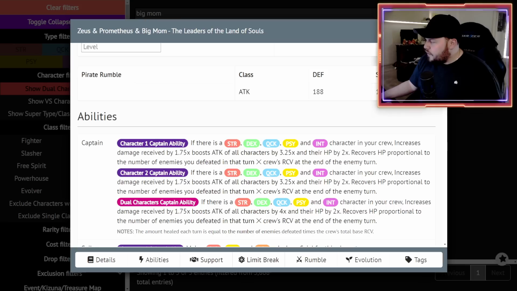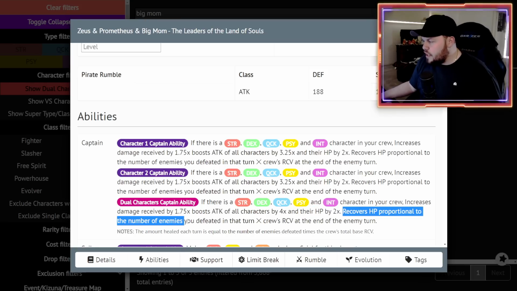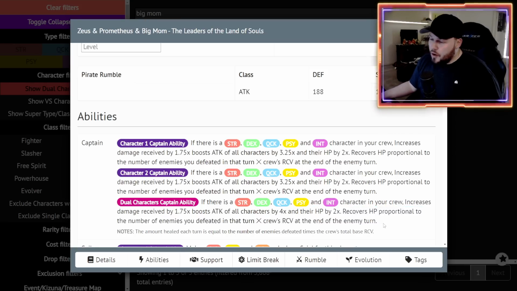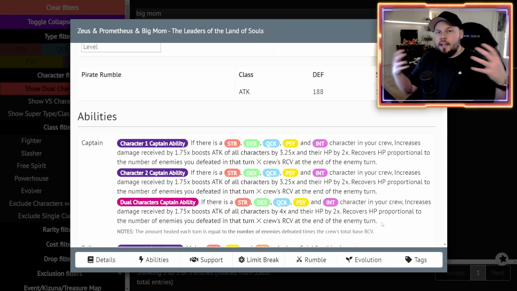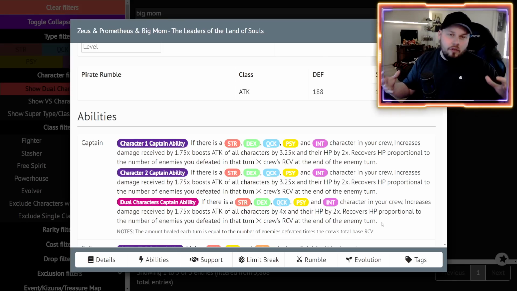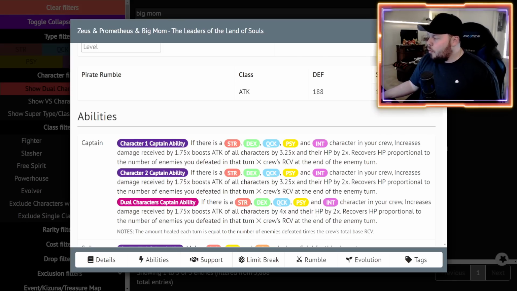And an additional effect, it recovers HP proportional to the number of enemies that you've defeated, multiplied by the crew's recovery at the end of the turn. So this mechanic helped you get some of your HP back, where this character was built around having a lot of HP, tanking a lot of damage, healing it back every time you kill something. It's basically how it worked. So I do think that this captain ability needs a pretty big change.